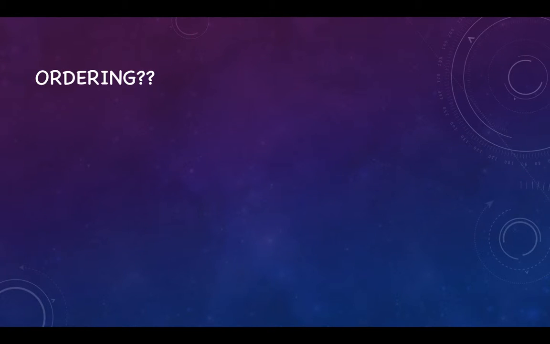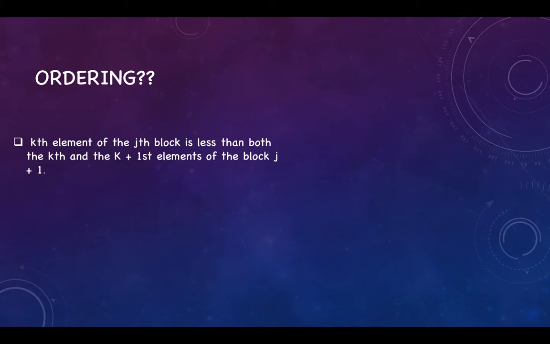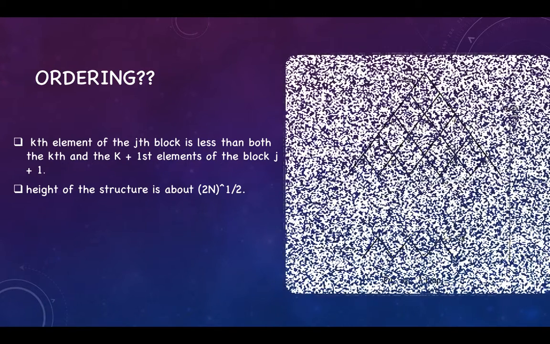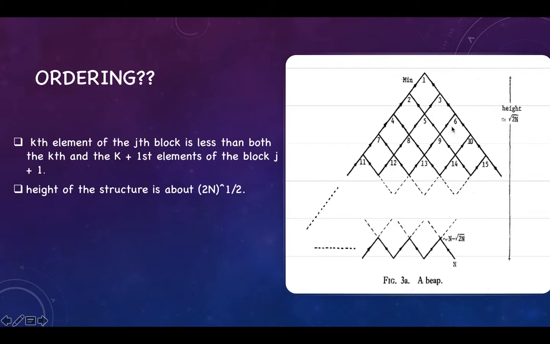So let's talk about the ordering of this structure. The kth element of the jth block is less than both the kth and the (k+1)th elements of the block j+1. So the height of the structure is about square root of 2n. You can see in the figure here, the height is of order square root of n, and the minimum element is at the top and the bigger elements are at the bottom.